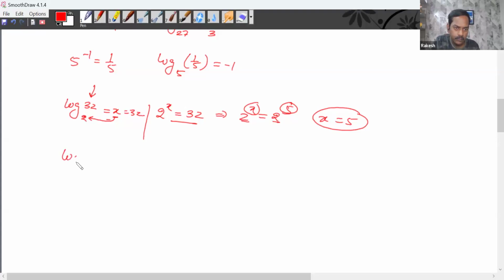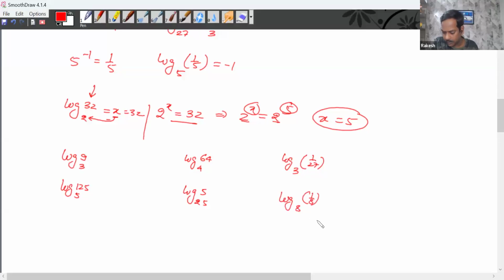So I'm writing log of 9 with base 3. You have to find this value. Then log of, say, 125 with base 5. Next, log of 64 with base 4. Next is log of 5 with base 25. Next is log of 1 by 27 with base 3, right? Log of 1 by 8 with base 8, right? I think this much is sufficient. Just pause the video and try to find the value of it, right?